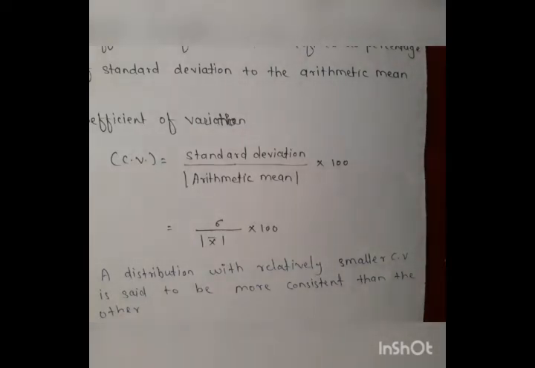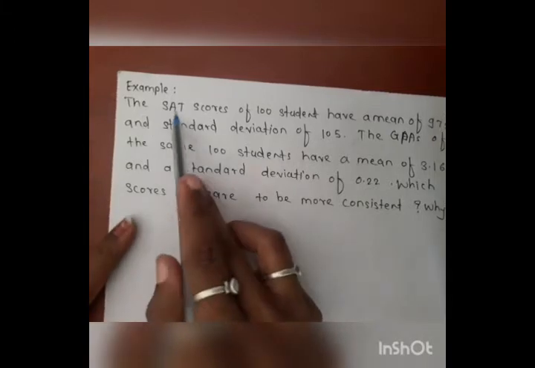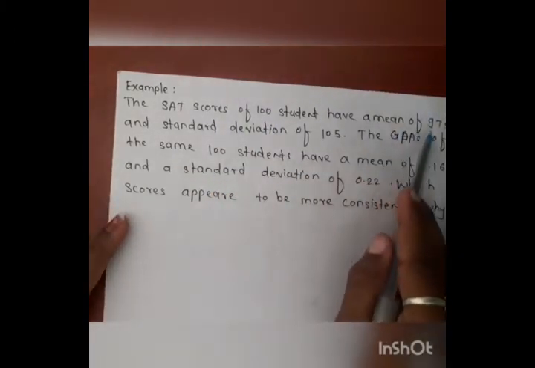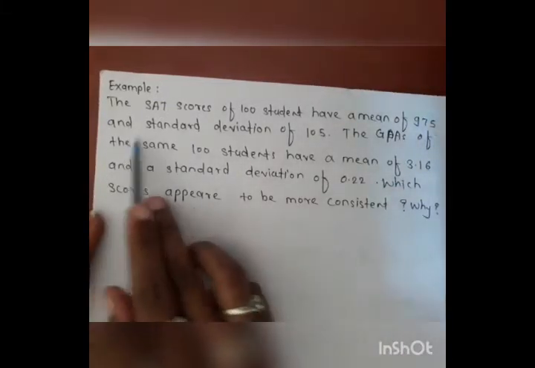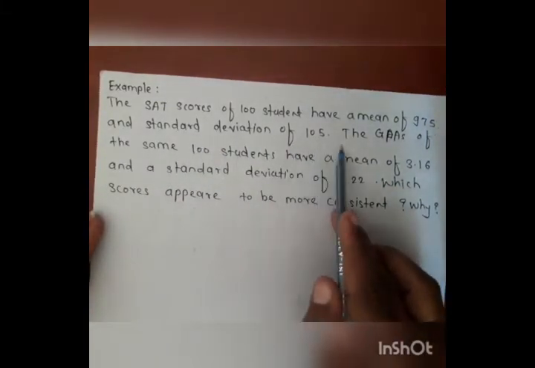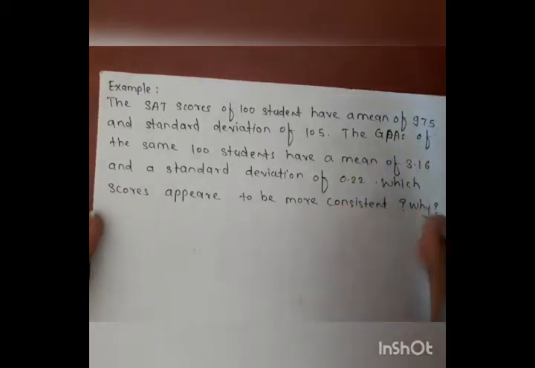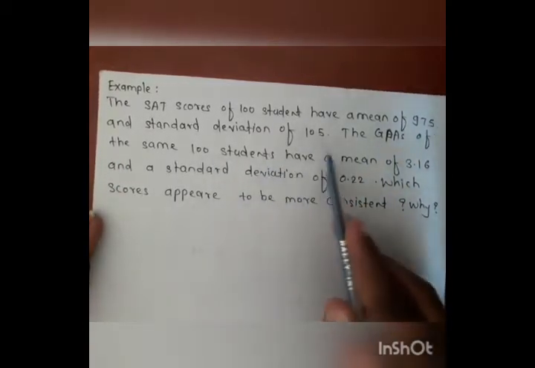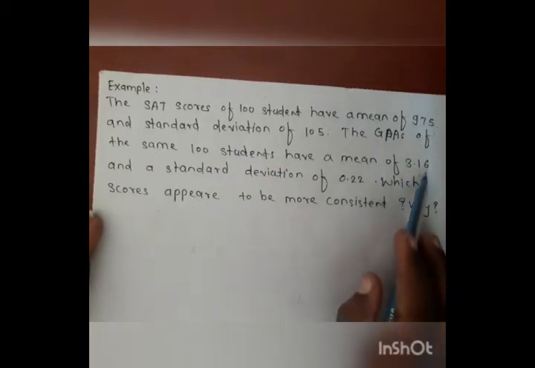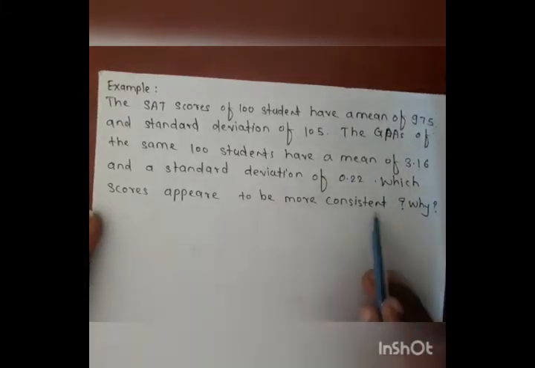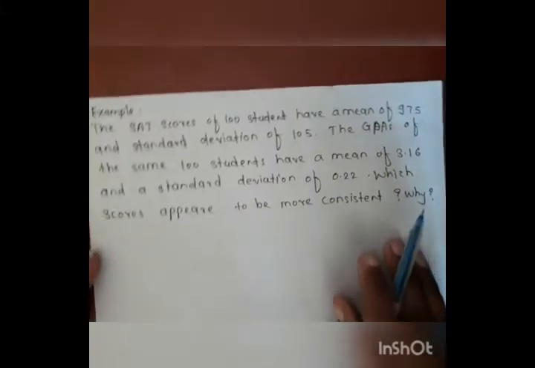So the next example is: the SAT scores of 100 students have a mean of 975 and a standard deviation of 105. The GPAs of the same 100 students have a mean of 3.16 and a standard deviation of 0.22. Which scores appear to be more consistent and why? First, the solution.